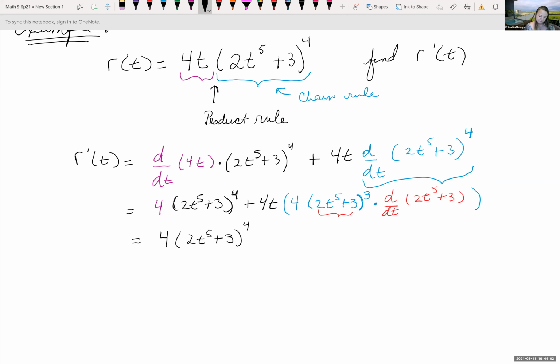Let's see. Notice here I have a 4t times a 4. So I can rewrite this as plus 16t times the parentheses 2t to the 5th plus 3 cubed, times the derivative of 2t to the 5th plus 3. So bring our power down front, 5 times that 2 is 10t, subtract 1 from our power, it's a 4 power. The derivative of that constant is 0.